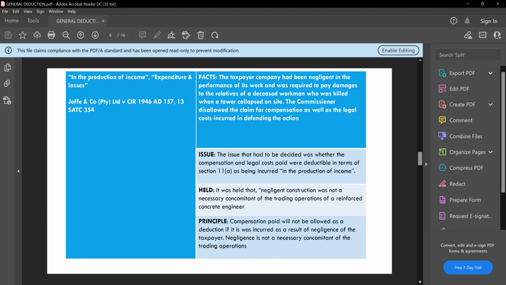So in your questions, when you come across discussion type questions, you don't really have to write facts, issue, held, principle, and so on. All that's required of you is to just mention the name of the case and the principle. That's all that's required from you. And then, of course, you have to apply the principle in the question.